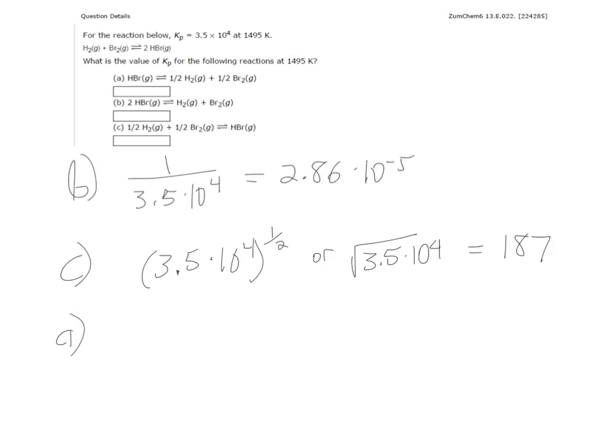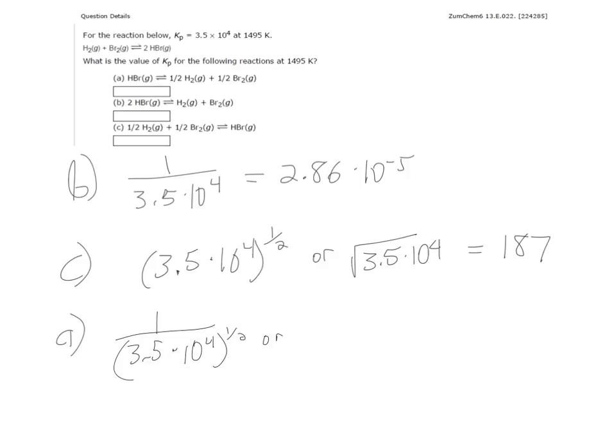Now back to part A, which I think is the hardest one. In part A, the equation is both flipped around. The HBr is on the left, whereas in the reference reaction it was on the right, and the coefficients are half as much. To calculate this one, we'll take 1 divided by, so we're taking the inverse of the value of Kp, and we are going to raise the power of Kp to the 1/2 power, which is the multiplier.